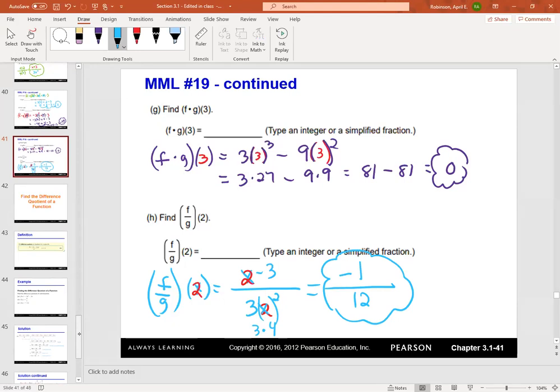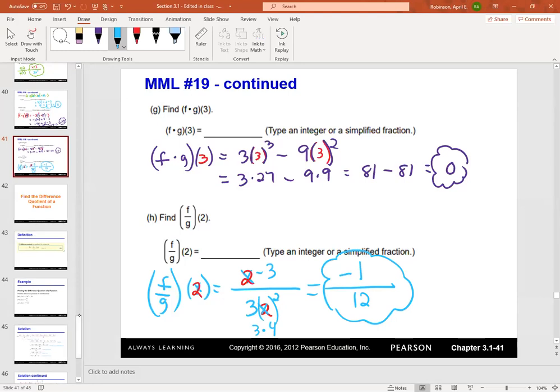I pretty much just took the answers for A, B, C, and D to do E, F, G, and H. Plugging and chugging. Which means if you get A, B, C, D wrong, then that's going to probably screw up E, F, G, and H. So try to make sure you get those first 4 right.